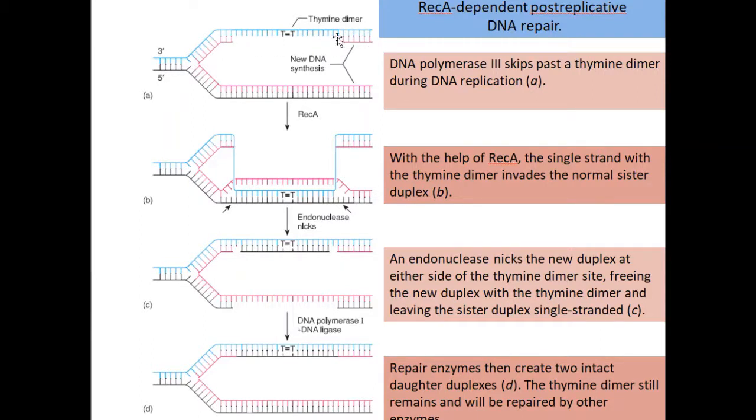DNA replication is not happening over here because the thymine dimer is present over here. So, as a remedy to it, during post-replicative DNA repair, the protein RecA will come and bind to the blue strand over here, which contains the thymine dimer. And now this is trying to get information from the complementary strand which is present here.